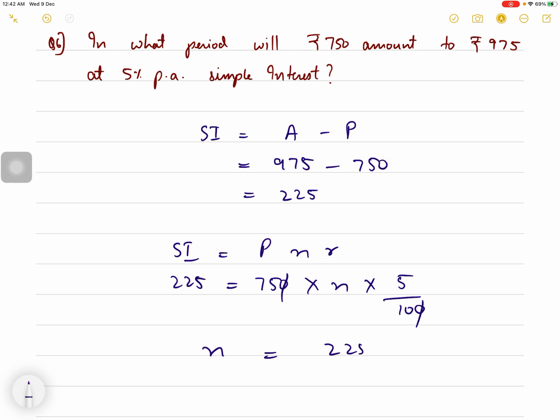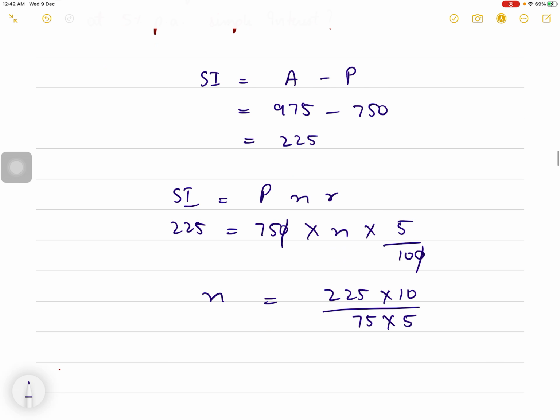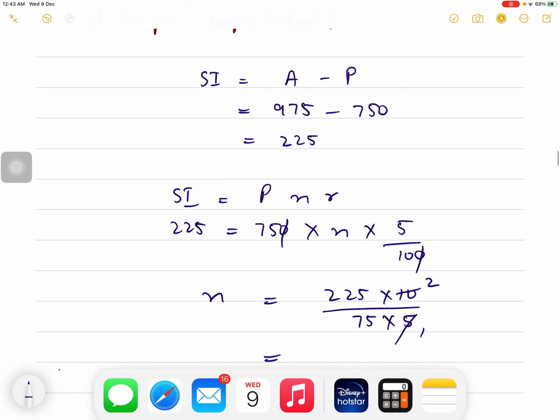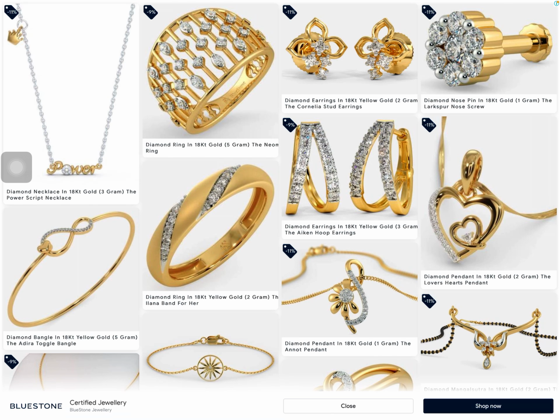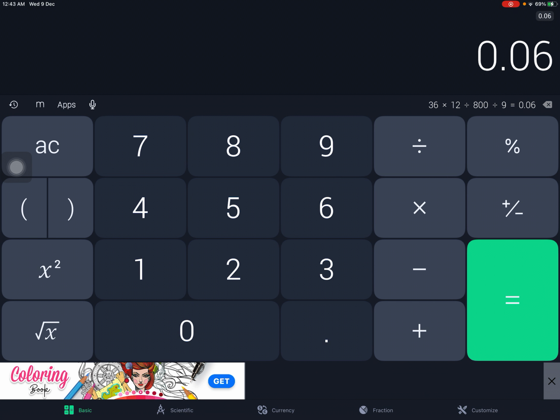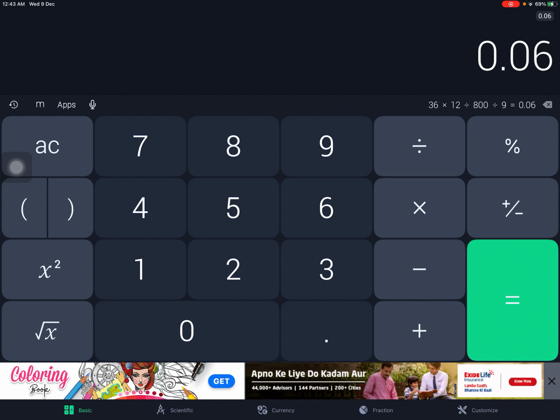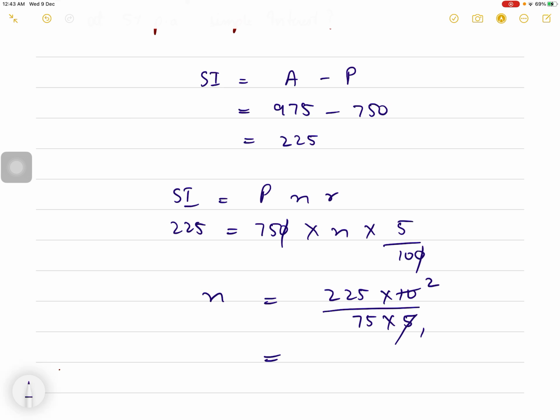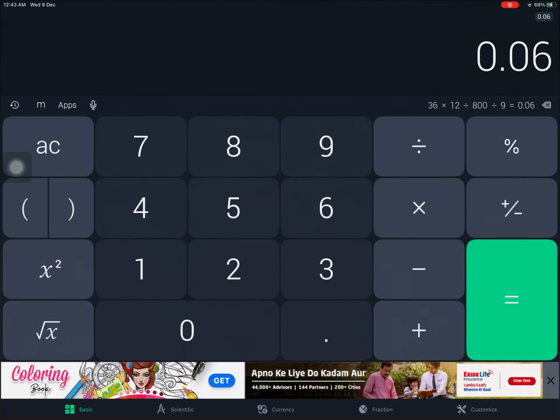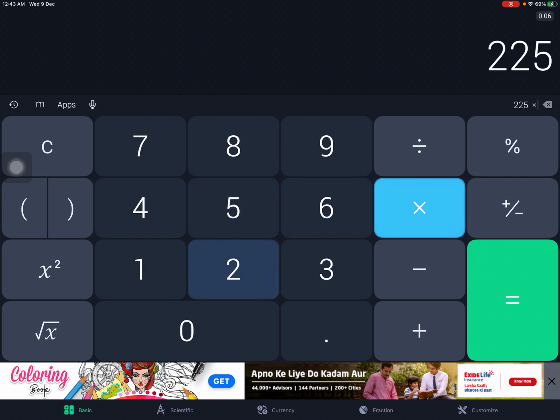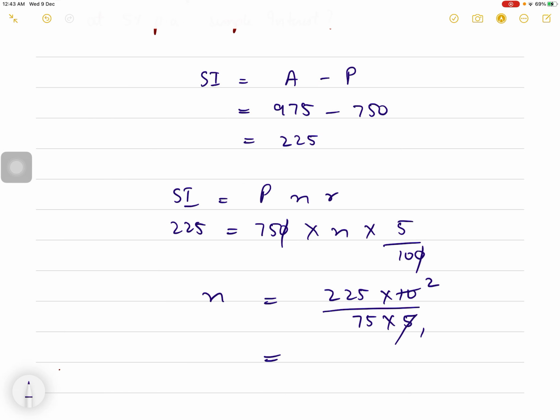So N is equal to 225 multiplied by 10 divided by 75 into 5. So 225 into 2 divided by 75. What was the amount? 225 into 2 divided by 75. It comes to 6 years.